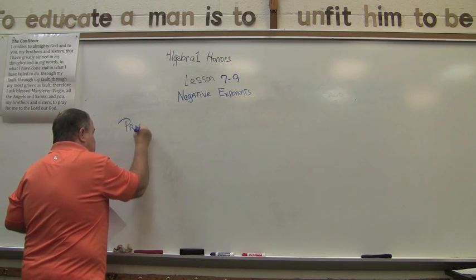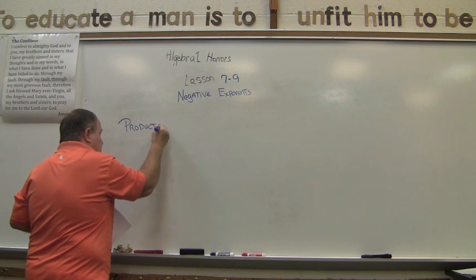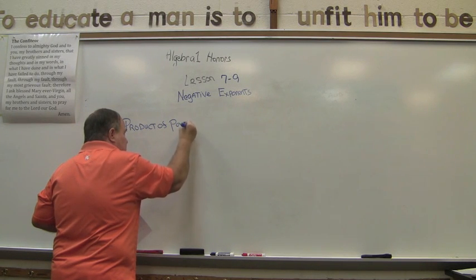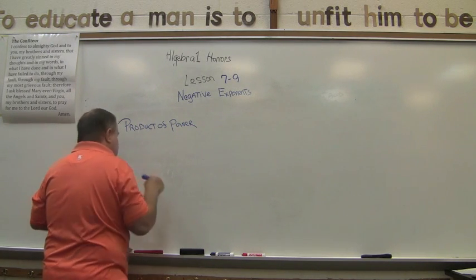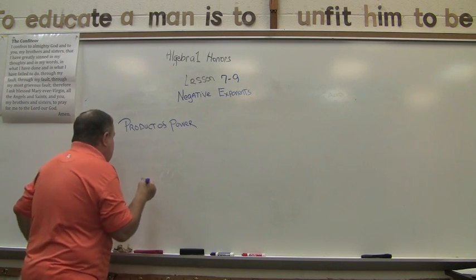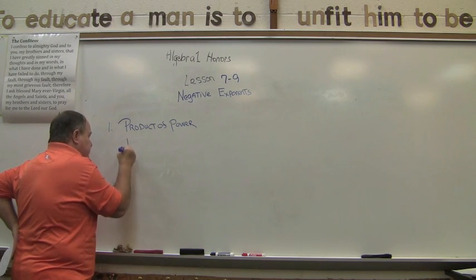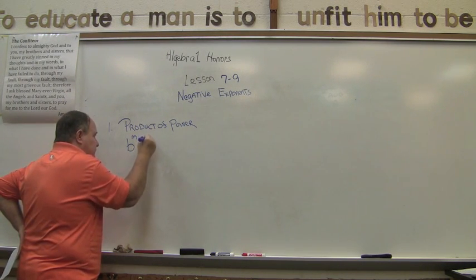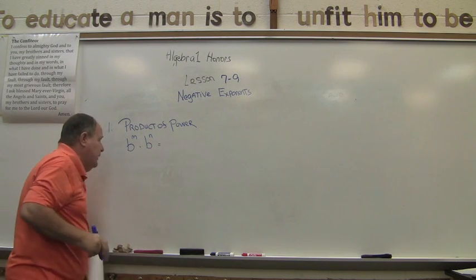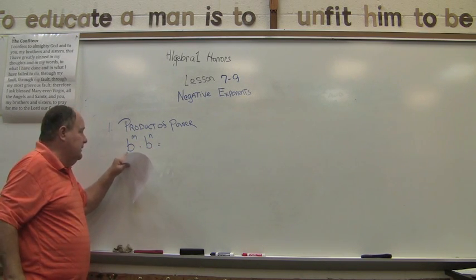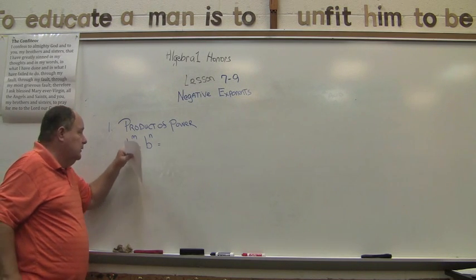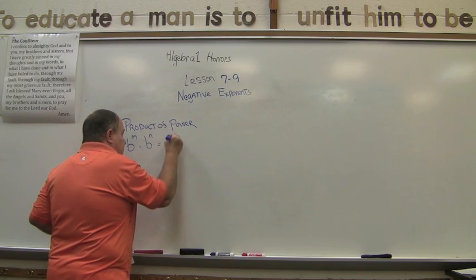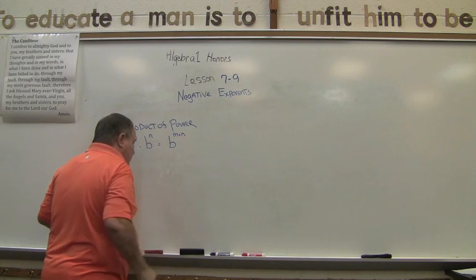Product of powers. We're kind of familiar with that. We've been using that quite often, and all it is this. We're going to put this as number 1. The product of powers says that if you have two terms that have the same base, b to the m times b to the n, we can say it's going to be b, and then we add our exponents together. So it's going to turn out to be b to the m plus n. We see this all the time when we're multiplying.